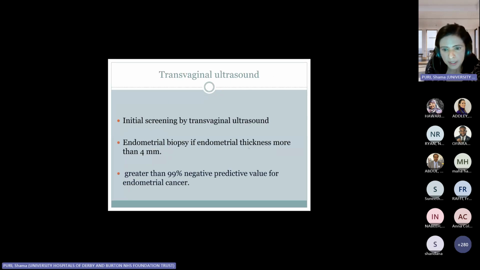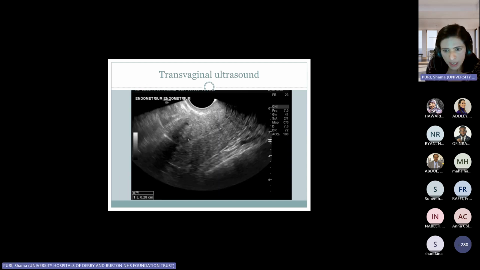So just quickly going through it, this is the screening test which is done on women presenting with postmenopausal bleeding. And here we take cutoff value of 4 millimeters. So anything 4 millimeter or below does not need a biopsy. And this has been shown to have negative predictive value of 99%. And showing how it is taken, the endometrial thickness is measured on sagittal images. You measure from one end to the other.